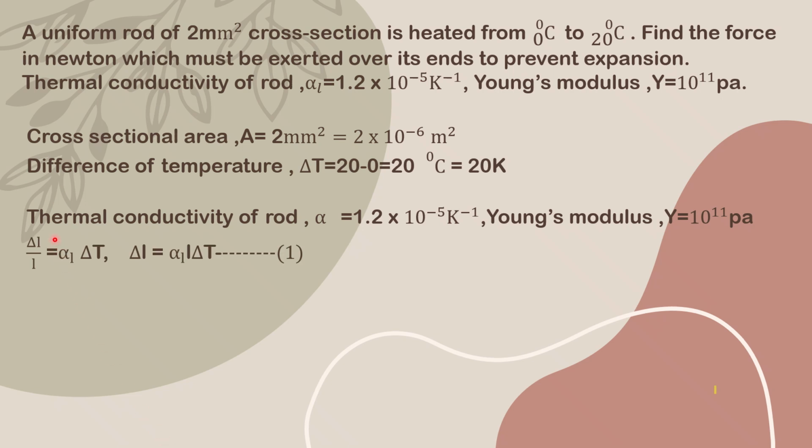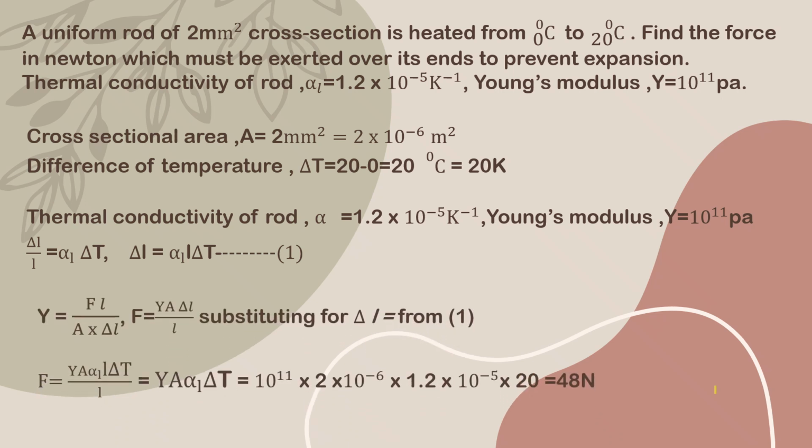We have delta L by L equal to alpha L into delta T. On cross multiplying, delta L is equal to alpha L into L into delta T. This is equation number 1. Young's modulus Y equal to F into L by A into delta L. Now F is equal to Y A delta L by L.